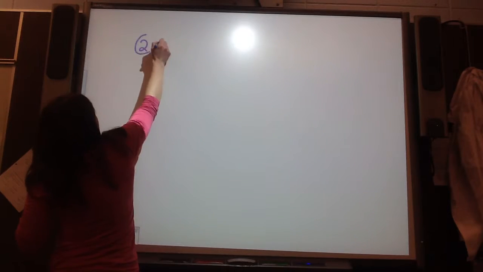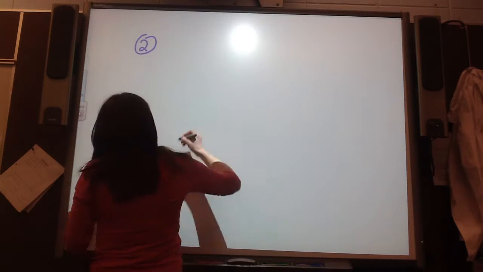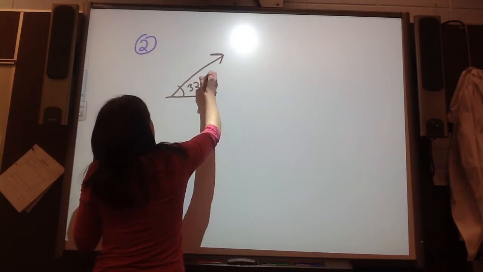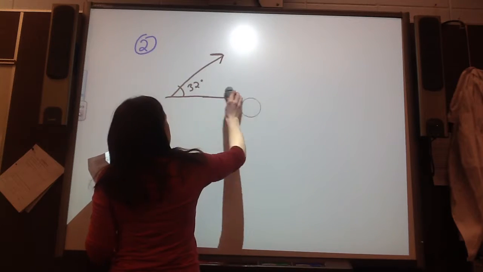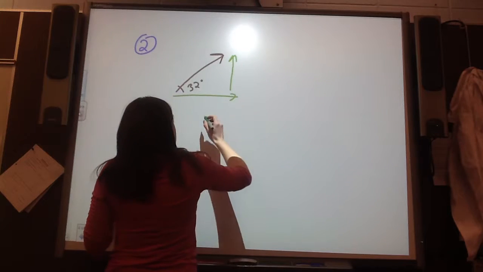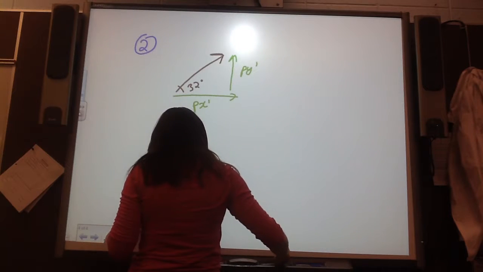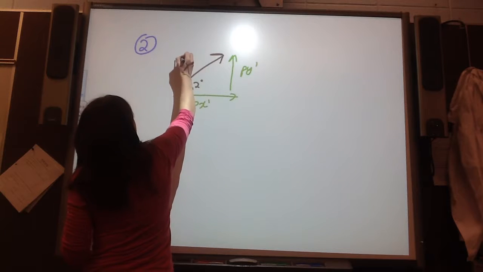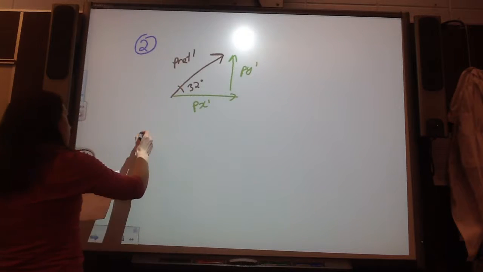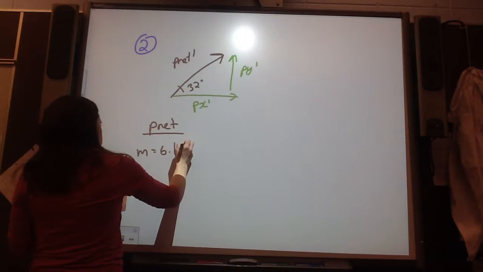So for object 2, this is still all after. It's going northeast of 32 degrees. So I like to use visual. So we'll have our x vector and our y vector. So this is px prime and py prime. And I'm told, and I have my p net here. Okay. So again, I can find out my p net by using my maths that I was given.